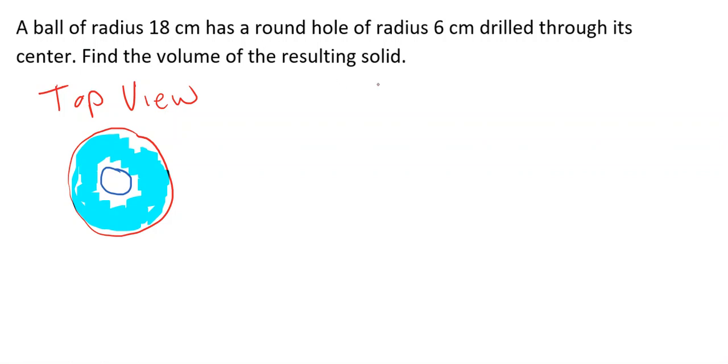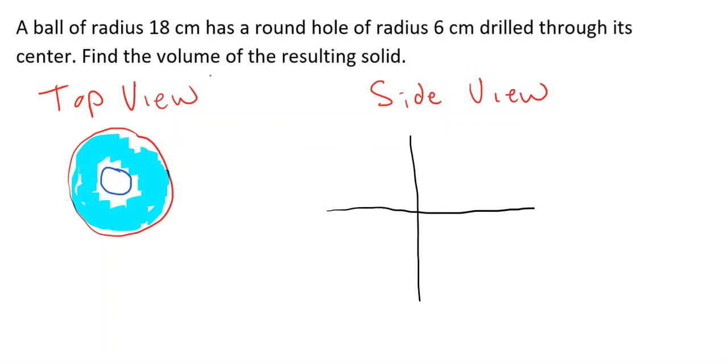To figure out how to do this, let's take a look at it from a side view, where we align the ball along the XY axes. So let's have the x-axis and the y-axis, and our ball is going to be right about here. Nice perfect circle. Let's extend the y-axis up a little bit.